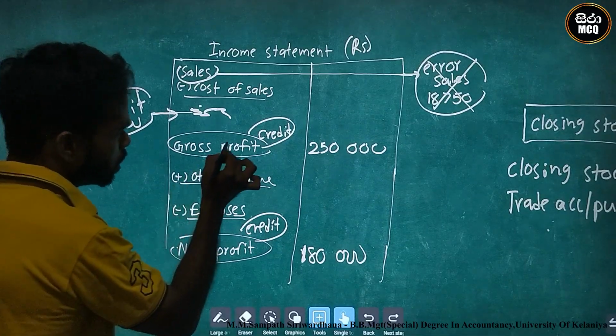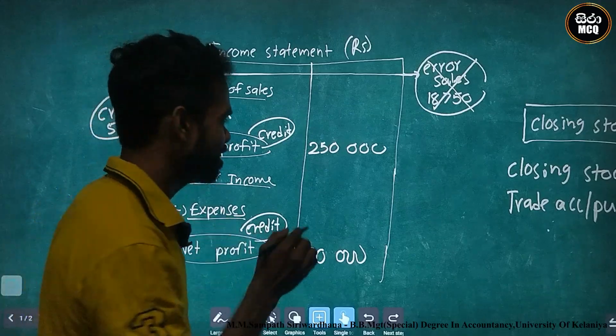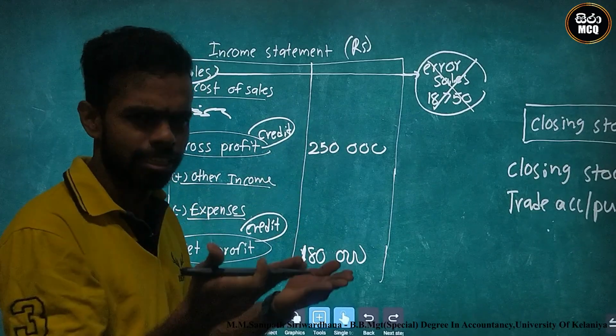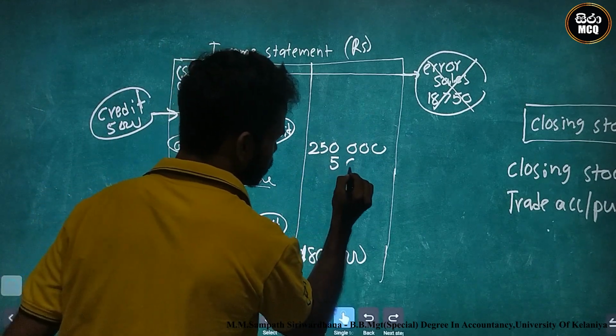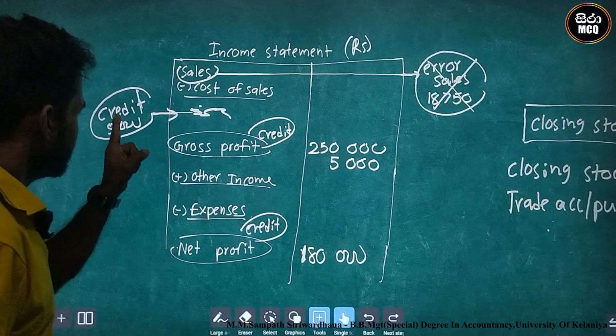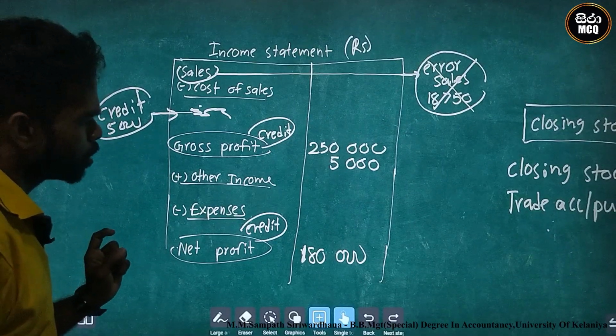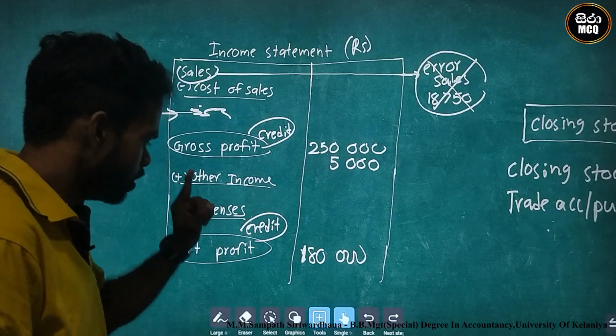Credit 5,000. Gross profit is credit dial. Therefore, you must add. Why? Gross profit is credit dial. This short is credit short. You must add this 5,000.